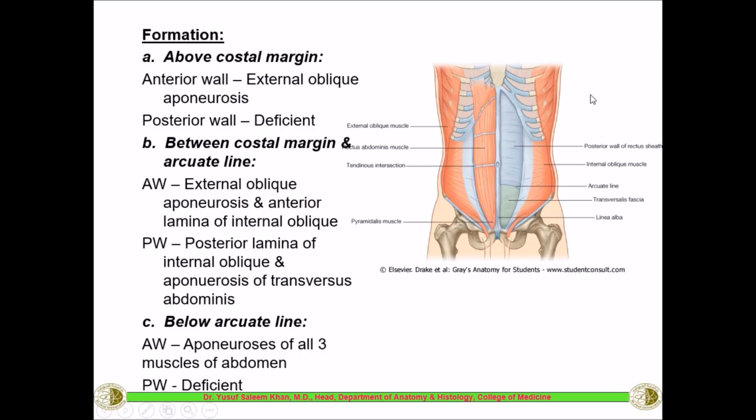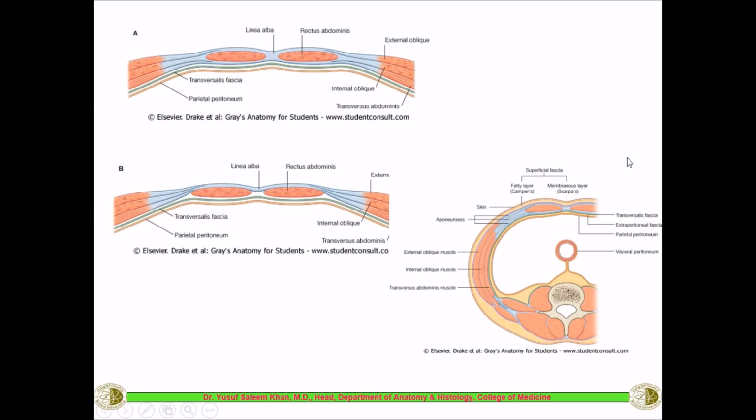Now, between the costal margin and the arcuate line. Here is the arcuate line. If you take a section at this level, you can see how it is formed. This is a section of the whole abdomen. You can see the posterior abdominal wall and the anterior abdominal wall. You can see the external oblique, internal oblique, as well as transverse abdominis, and here the rectus abdominis. These three become aponeuroses, and they cover this rectus abdominis.